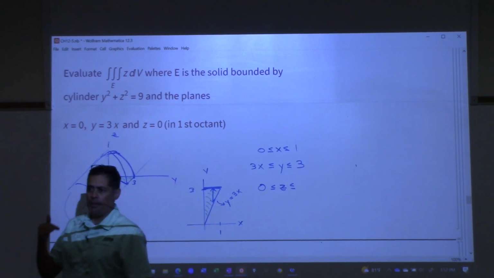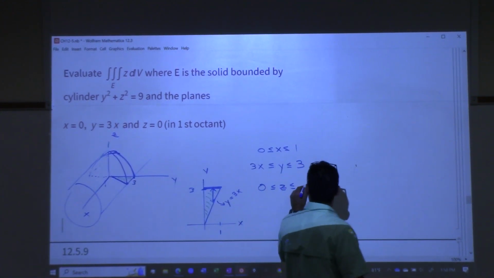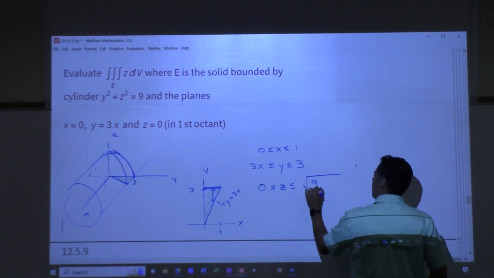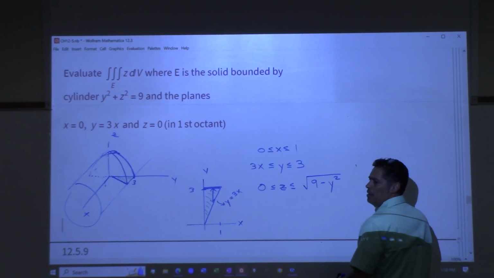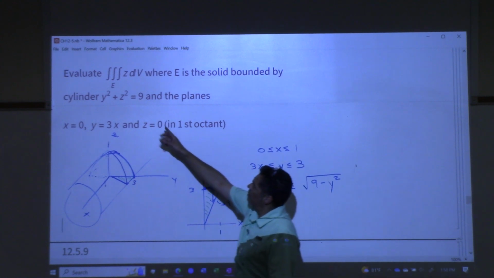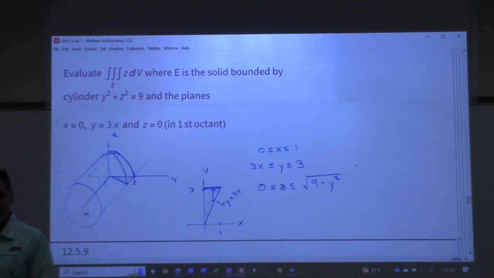And when you do that, you can get a plus or minus. When you solve for z, we're talking about the top of the cylinder, not the bottom, so we'll only want the positive answer. Make sense? So solve that for z, and you should get the square root of 9 minus y squared. Just move that over, take the square root, only take the positive root. There it is. Well, that's the bounds.